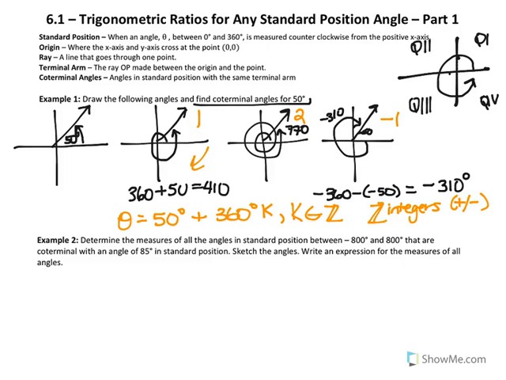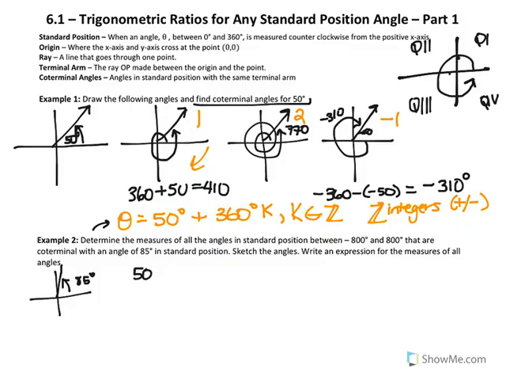Okay, determine all the measures in standard position between negative 800 and 800 that are coterminal with 85 degrees in standard position. Sketch those angles. So first we got 85 degrees. That would be like this. Now we're going to do all our positives. So we could go 360 plus 85. So we're going to use this logic here.